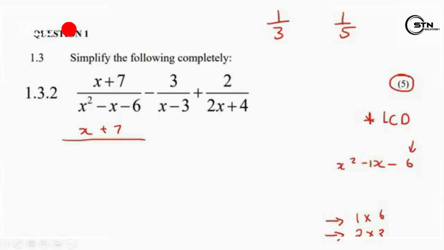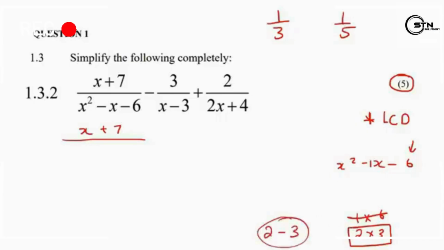So you cannot make minus 1 using these two numbers. Like 6 minus 1 is 5. 1 minus 6 is negative 5. 1 plus 6 is 7. You're not going to be able to do it. So it's not that one. So we're going to use these two. How do you make minus 1? Well, you say 2 minus 3, because that gives you minus 1.